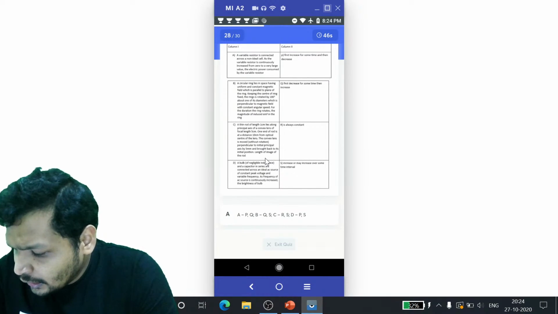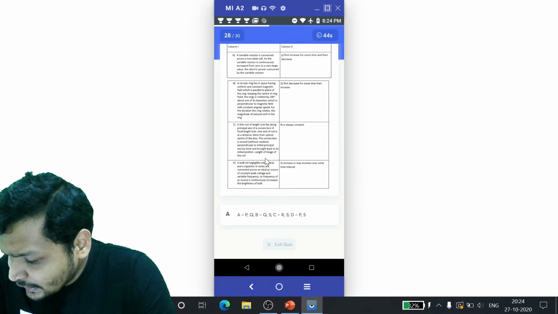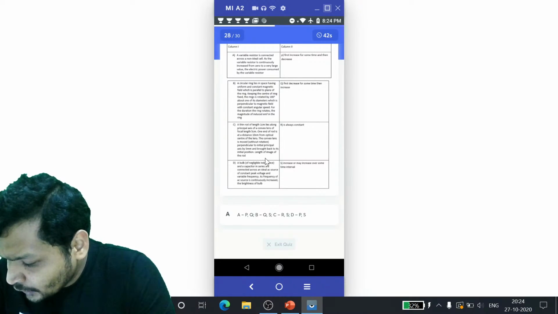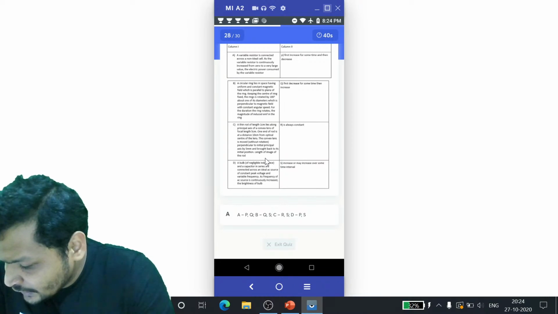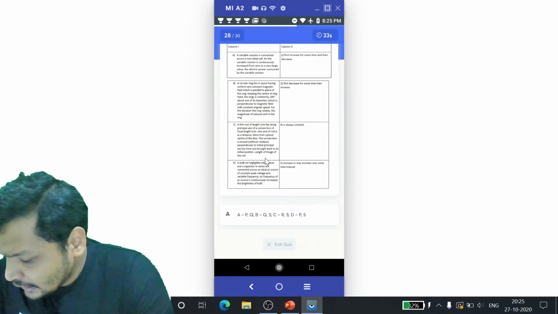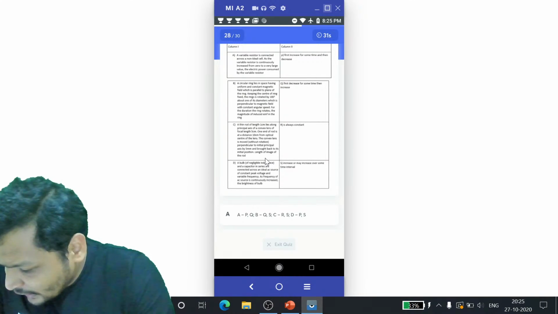And okay, the electric power. A circular ring lies in a space having uniform and constant magnetic field which is parallel to the plane of the ring, keeping the center of the ring fixed. The ring is rotated by 180 degrees.